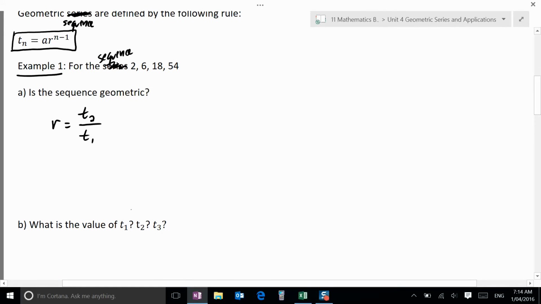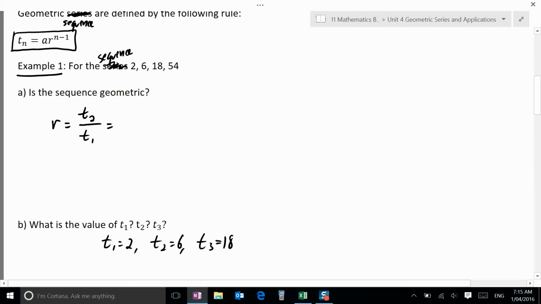Actually, I should probably do part B first. What's the value of T1? T1 is 2. What's the value of T2? T2 is 6. What's the value of T3? T3 is 18. I need to show that this ratio is always the same.